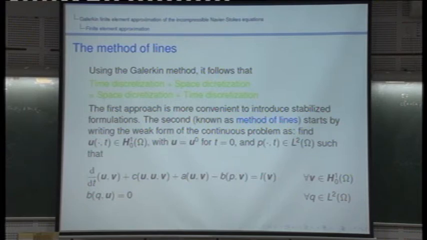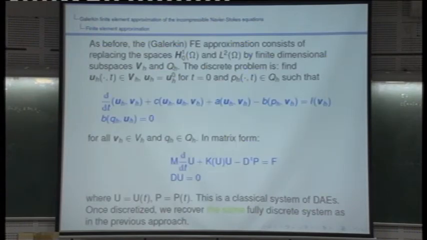Well, in this case, we obtain first the variational form of the problem. This is the variational form. That's the time derivative that now is continuous, not discrete. Then the convective term, viscous part, pressure gradient, and incompressibility constraint. And then we discretize first in space. So what we do is we replace U by UH, a finite element solution, and V by VH.